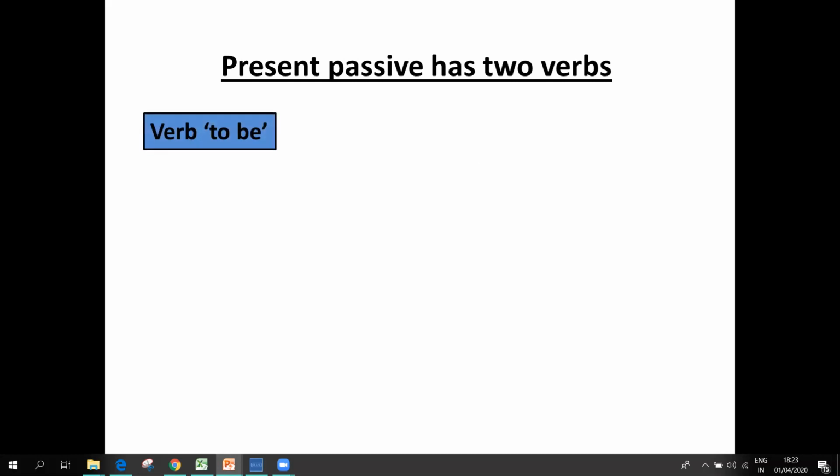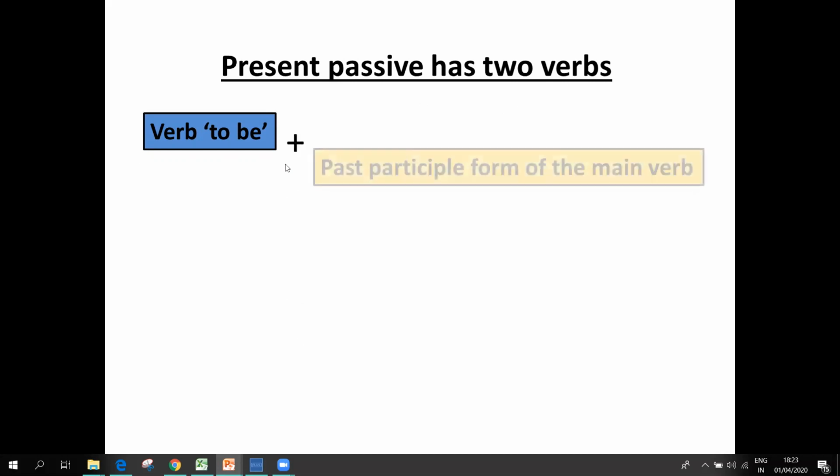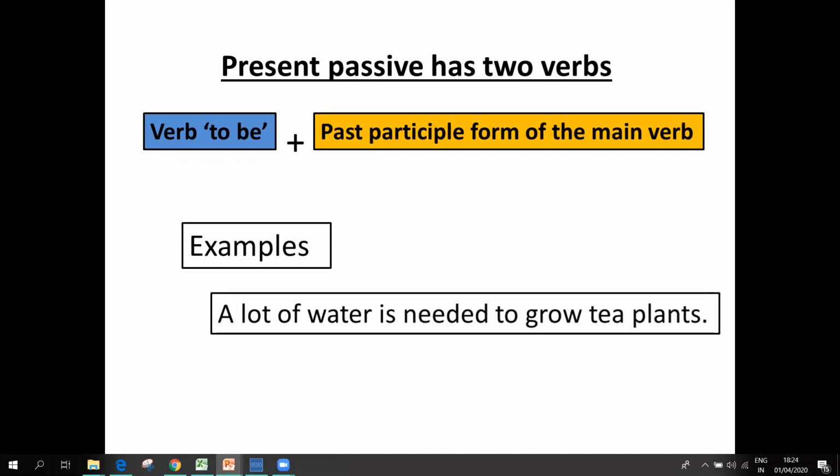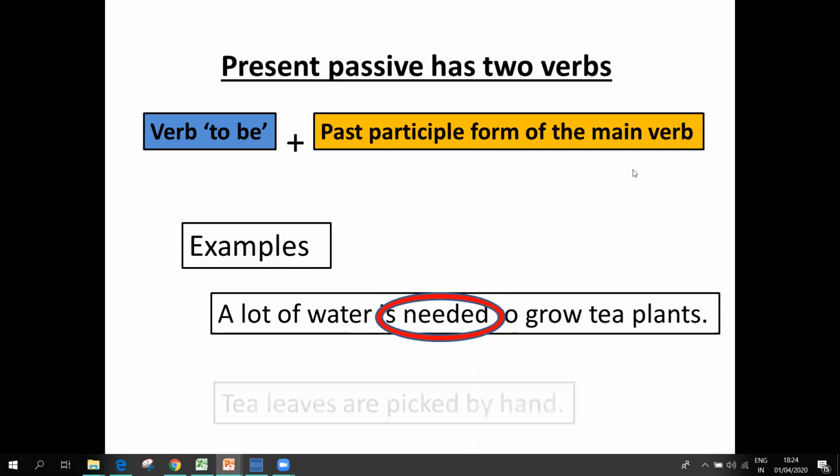So in a passive sentence, there are two verbs, verb to be plus the past participle form of the main verb, which is the third form of the main verb. Okay, let's look at an example. A lot of water is needed to grow tea plants. Is needed. How many verbs are there? Two. Verb to be and the past participle form of the main verb.